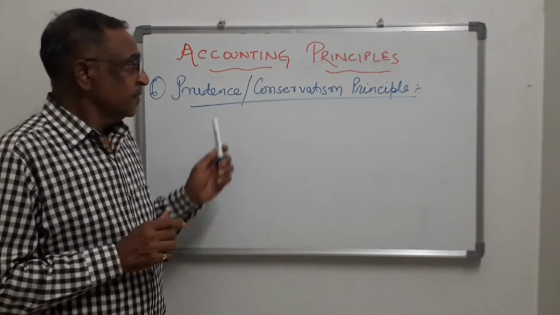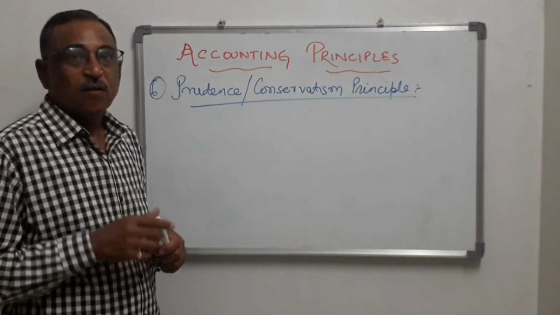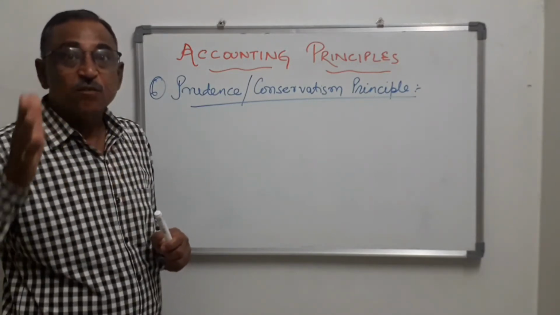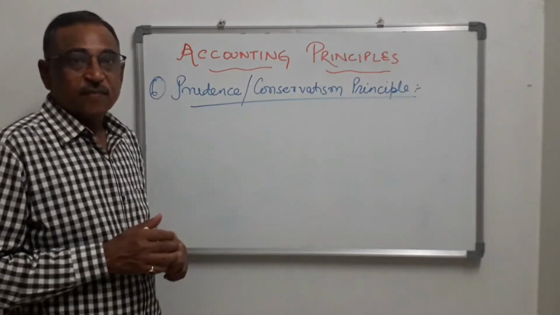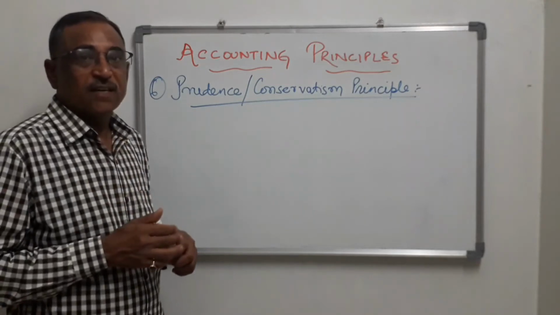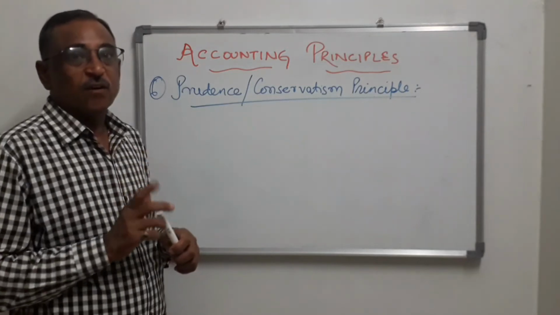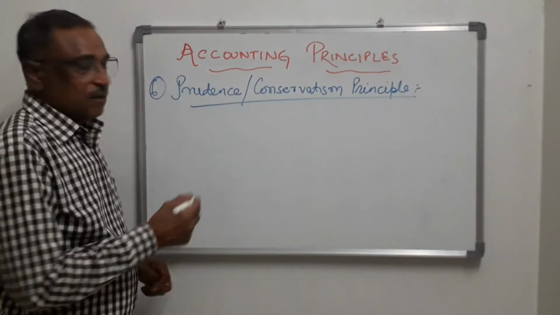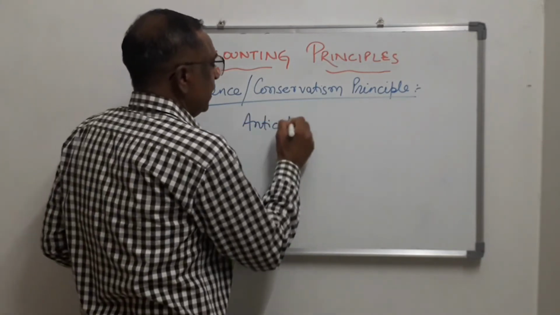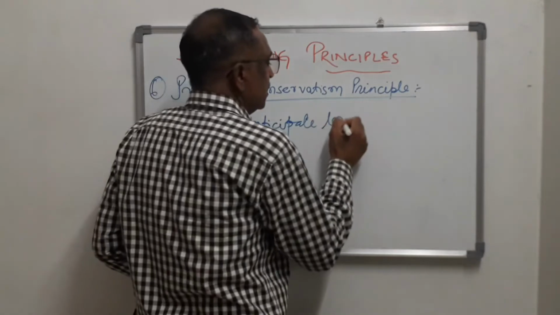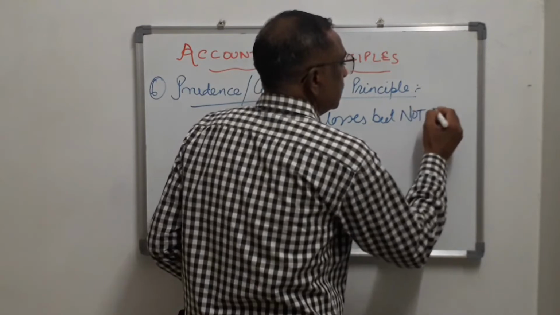Okay? Take for example, we value our closing stock at market price or cost price, whichever is lower. The value which is lower will be recorded, though we have purchased the stock at a higher value. But since the market value is lower, we will record the lower amount. So, we sum up: anticipate losses but not profits.